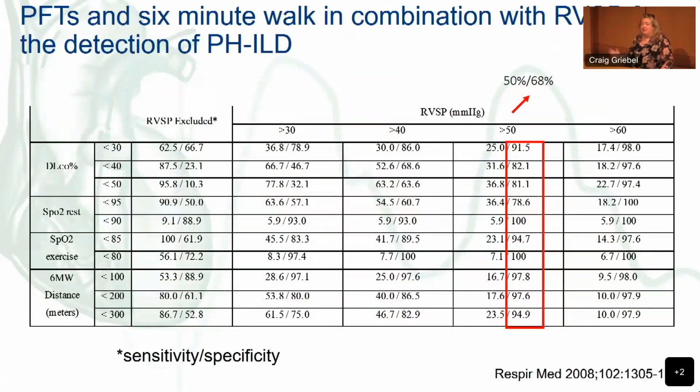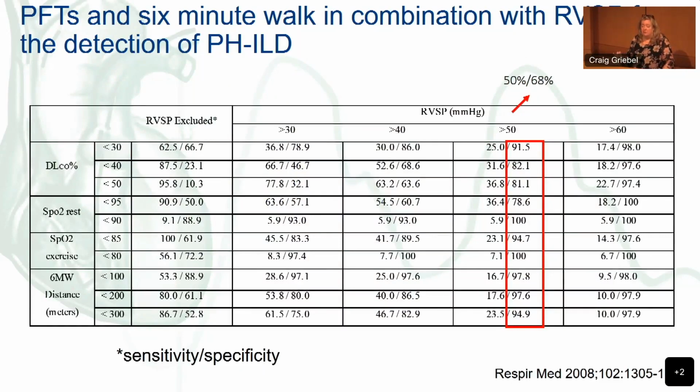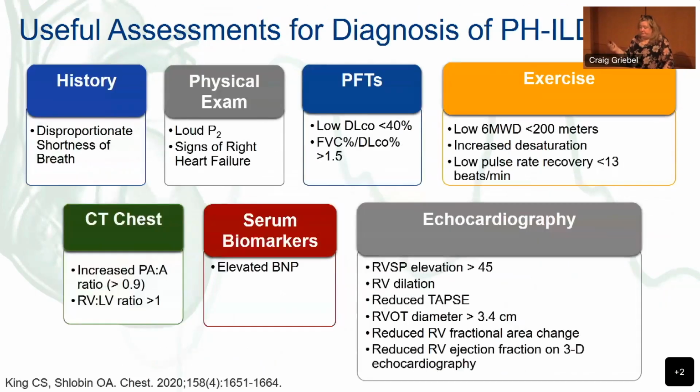If those variables are there, go on and evaluate your patient. Here is, now you can start to use a multidimensional approach. Here's a paper that looked at, well, what if we combine pulmonary function tests and 6-minute walk? You can see that if you combine those, there is improved sensitivity and specificity over those measures alone.